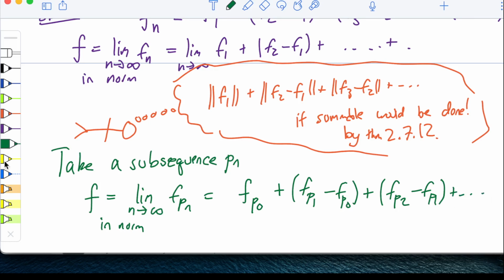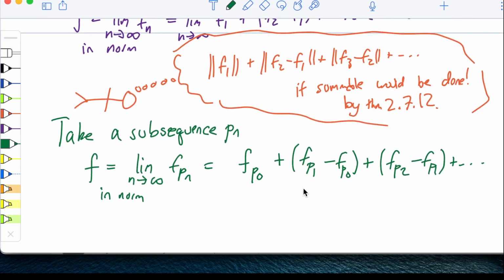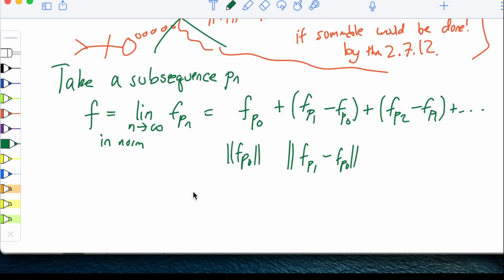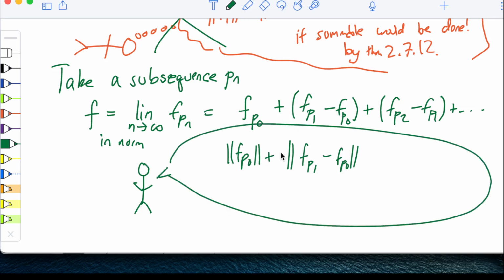Now, maybe my dream will come true because I'm the one who's in charge of choosing the subsequence. If I choose the subsequence correctly, maybe I can make it so f_{p_1} minus f_{p_0} is small. Make them small. So this dream was a bust, but this dream has a chance. I woke up for this one and I'm happy and excited. Okay, big speech bubble. This one will work because I have the power to choose these f_p's.